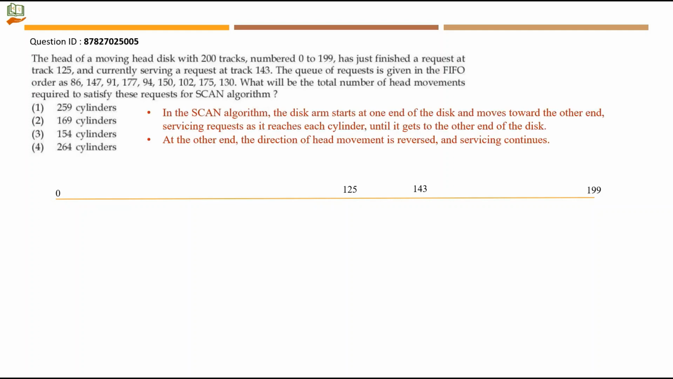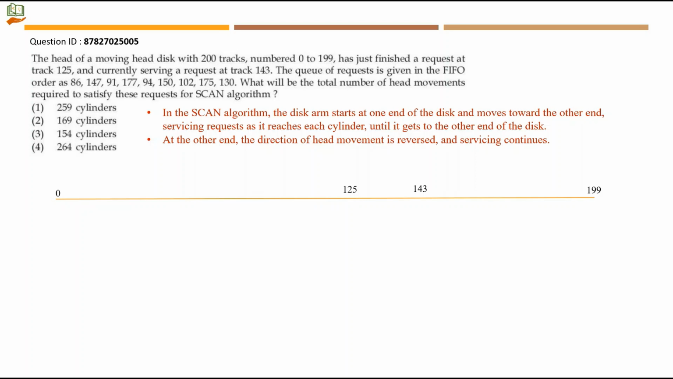What is the SCAN algorithm? The disk arm starts at one end of the disk and moves towards the other end, servicing requests as it reaches each cylinder until it gets to the other end of the disk. So it will start from one end and move towards the other end. At the other end, the direction of head movement is reversed and servicing continues.